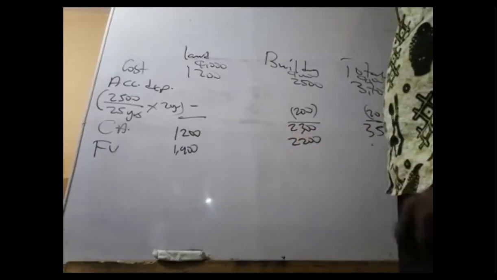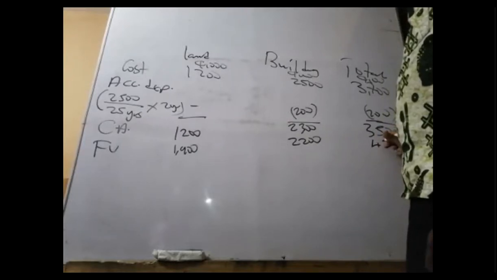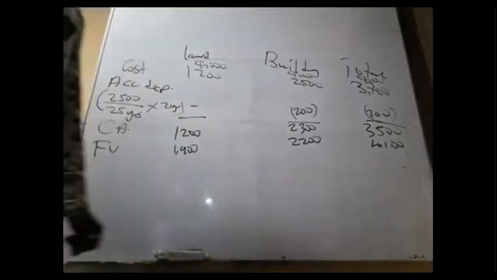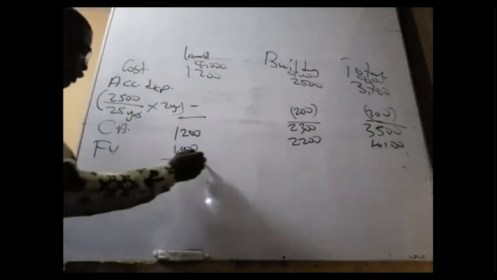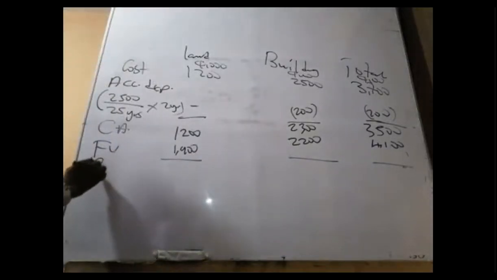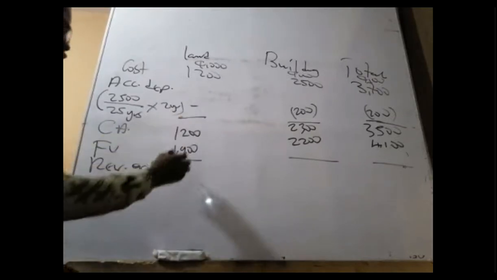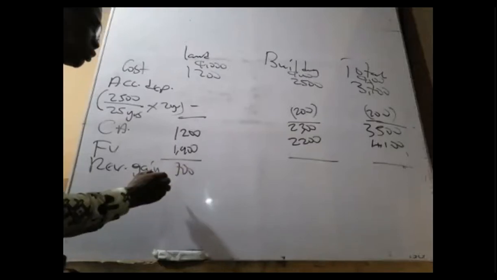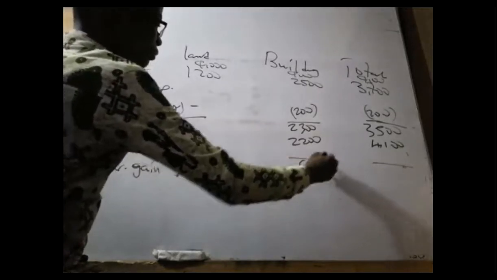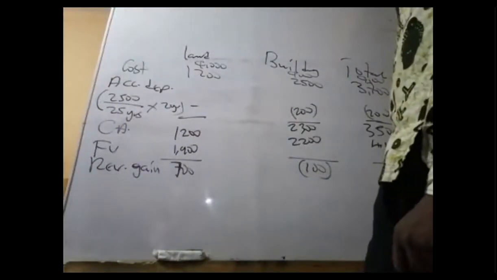So have you seen how we're solving the question? Now, what is the revaluation gain? So the revaluation gain over here will be 700. And there's a loss of 100, giving us a total of 600.